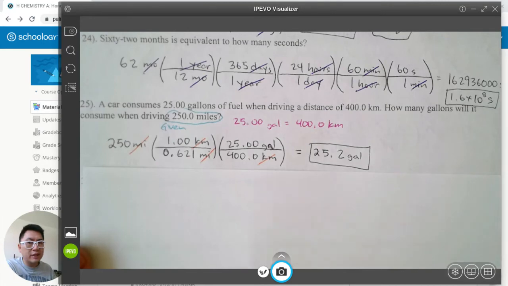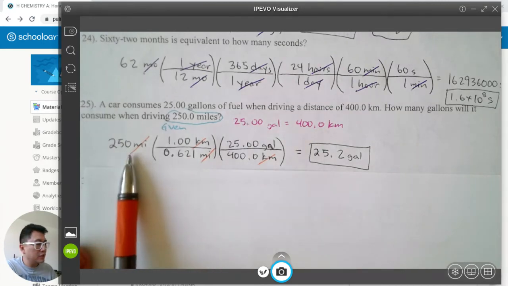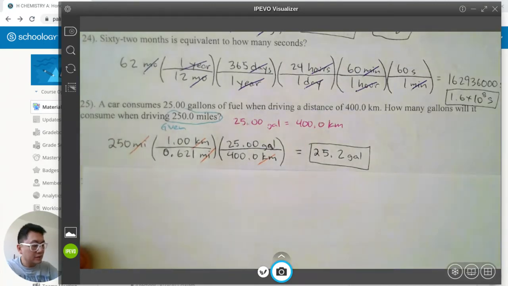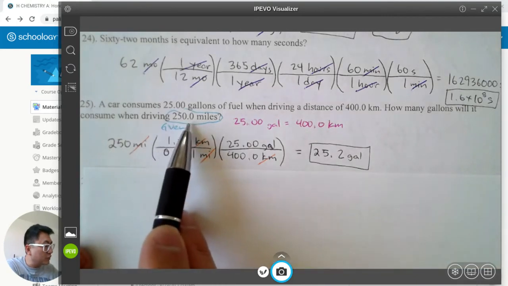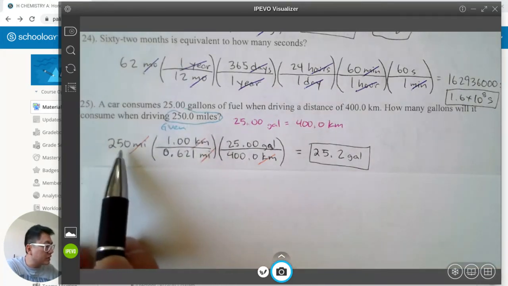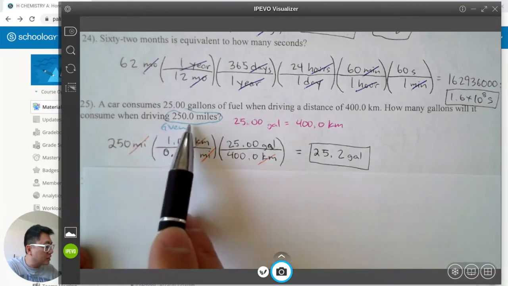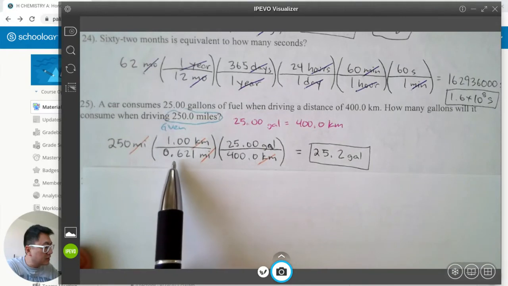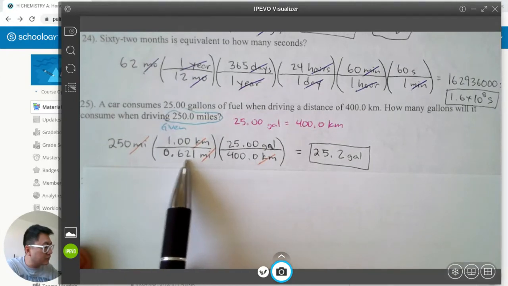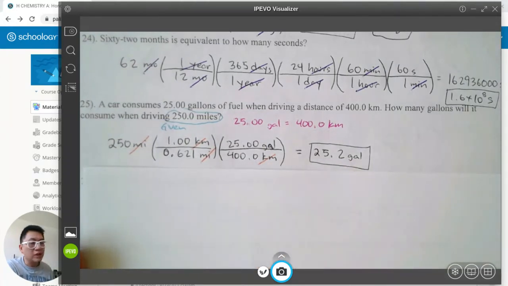Though, if you want to read that as 2 sig figs, 250 miles. Oh no, well, technically this is not 2 sig figs. That number is 4 significant figures. I only wrote it as 2 sig figs here, but that number is 4 sig figs. This number here is 3 significant figures. That's why I rounded to 3 sig figs. 25.2 gallons.